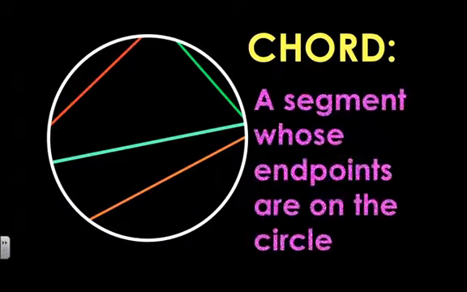A chord is a segment whose endpoints are on the circle. So all four of the segments drawn on this circle are called chords because the endpoints of the segment are on the circle. If these were actual lines and went outside the circle, this would not be a chord. It has to be a segment where the endpoints are on the circle.